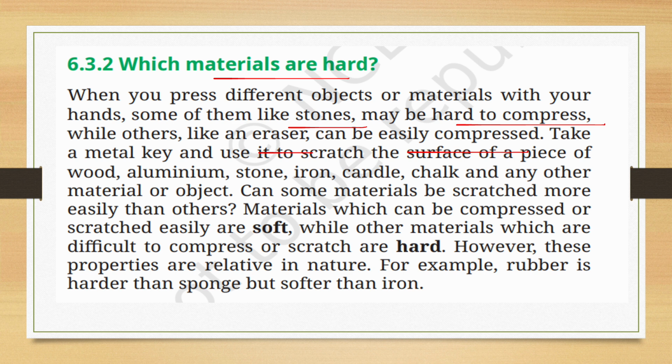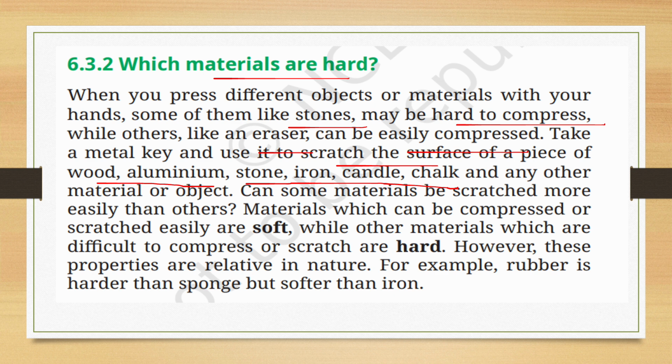Take a metal key and use it to scratch the surface of a piece of wood, aluminium, stone, iron, candle, chalk, and any other material or object. So you take a metal key and scratch the surface of these objects. Can some materials be scratched more easily than others? Of course. See, candle and chalk can be scratched easily, but objects like wood, aluminium, stone, iron, etc., cannot be scratched easily.